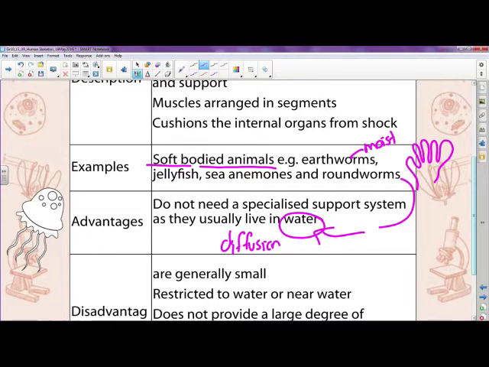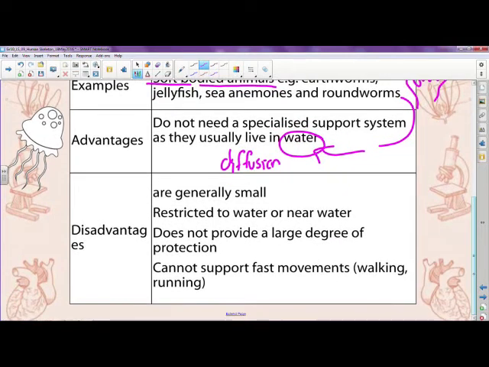Now, the problem with it is that you are restricted in size. When we talk about sea anemones and earthworms, and next year we look at things called hydra, you're going to do a lot of this in the Grade 11 syllabus. They are restricted. They have to be near water. So if you have a drought or a lack of water, your organism is obviously going to die. Also, because they're quite soft, they don't have great protection. So if you stand on them or squash them, they get squashed quite quickly.